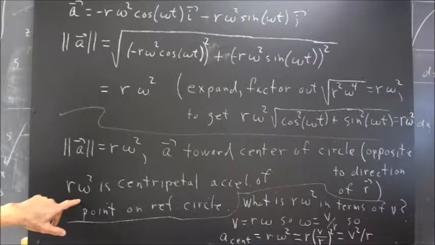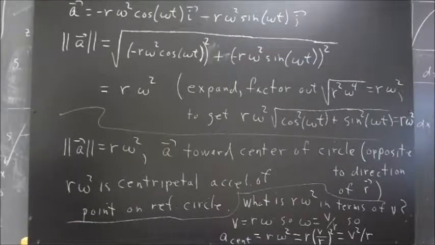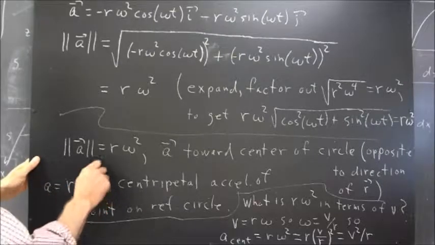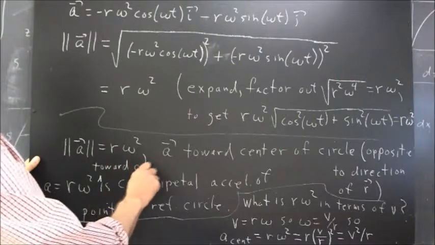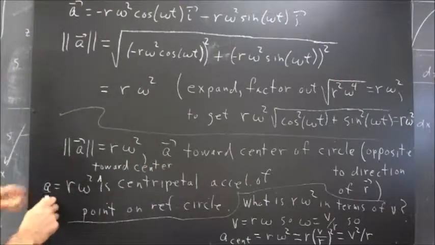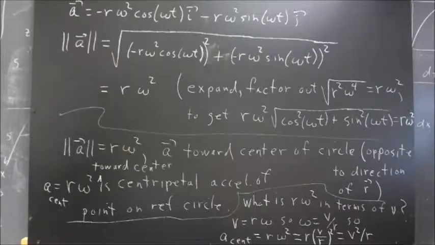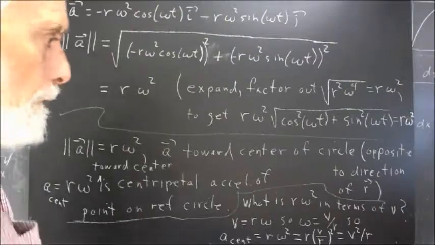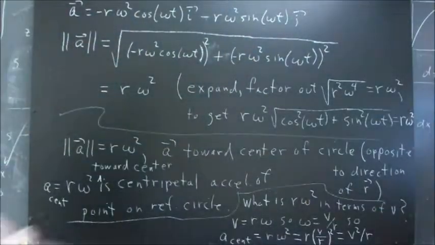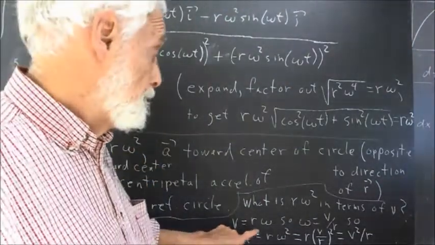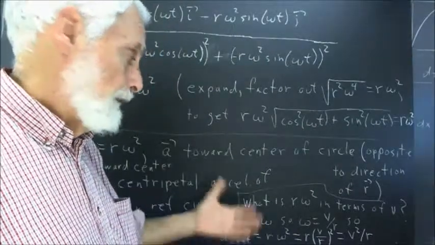So we're going to say that r omega squared is the centripetal acceleration of the point on the reference circle. And I could make that even more explicit. A equals r omega squared, and I'm going to put CENT down here to indicate that that's the centripetal acceleration. Now, question is, what is r omega squared in terms of v? V being the speed of the reference point, or the object moving around the circle. You should answer this question without looking at the answer, but here it is. V equals r omega.